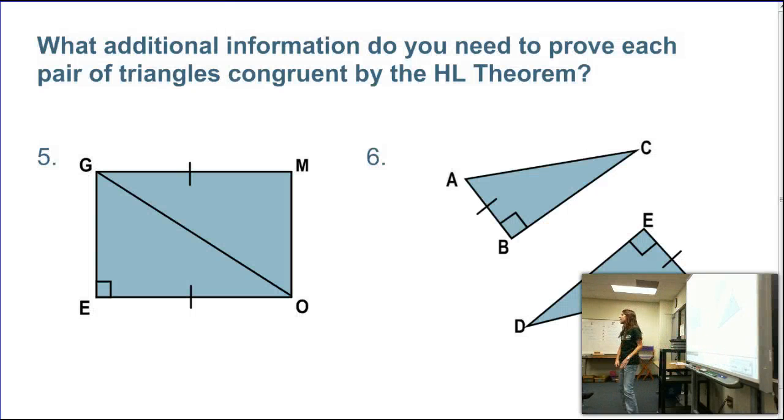Most important slide of the day, right here. Oh, got him. Tick ticks. Number 5 says, what additional information do you need to prove the triangles guilty by the HL theorem? You need to put additional information on the angle M. Yeah, you need a box on the M angle.